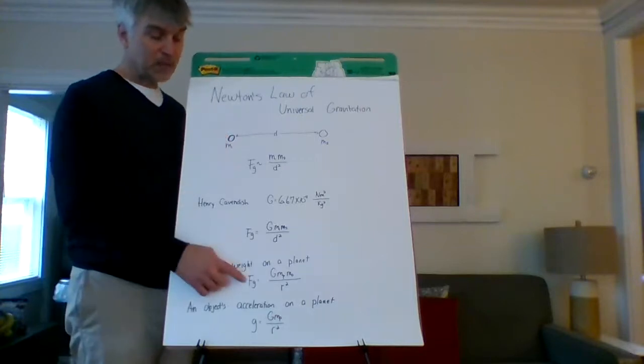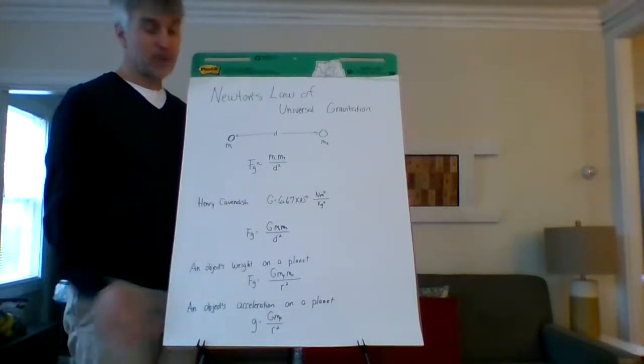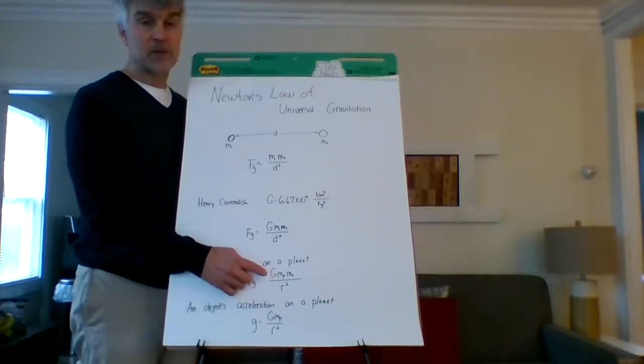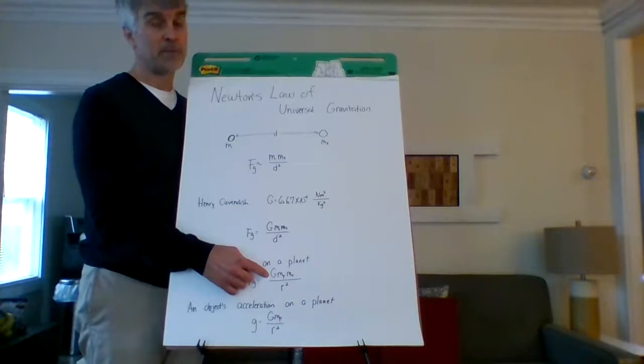So if you want to find the gravitational force acting on you at the surface of the Earth, you have to use the distance from you to the center of the Earth, which is the Earth's radius. So if you were to do this, you would get your weight in newtons, and it should come out almost exactly the same as your mass times 9.8 newtons per kilogram.